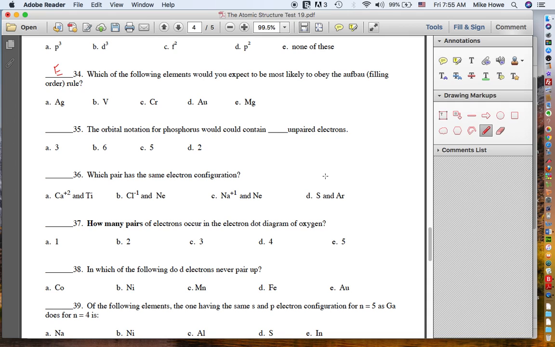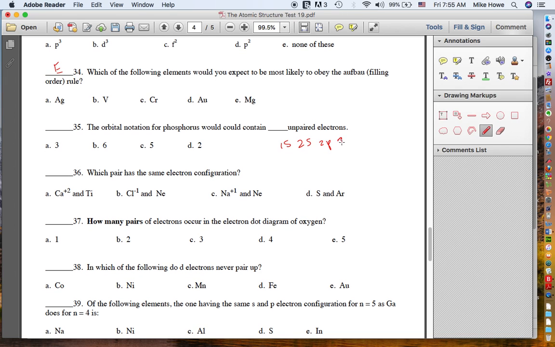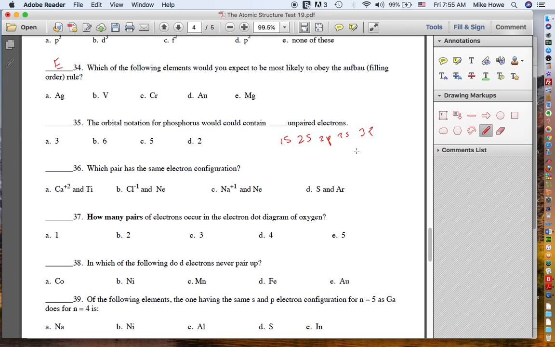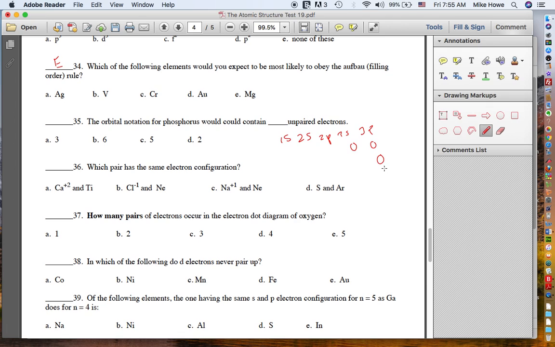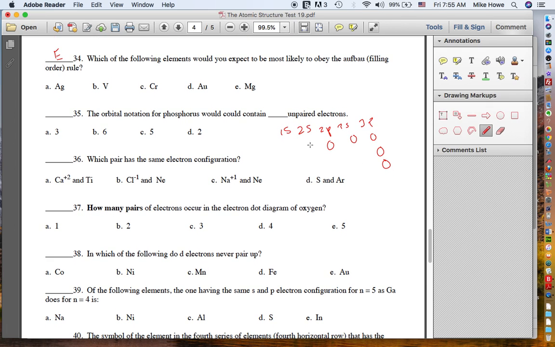Okay, since phosphorus is orbital notation, let me show you here: 1s, 2s, 2p, 3s, 3p. These are the orbitals. Remember, the p's have 3, the s has 1, so -1, 0, and 1. Okay, 1, 2, 3, 4, 5, 6, 7, 8, 9, 10, 11, 12, 13, 14, 15. So how many unpaired electrons are there? There's 3 of them.